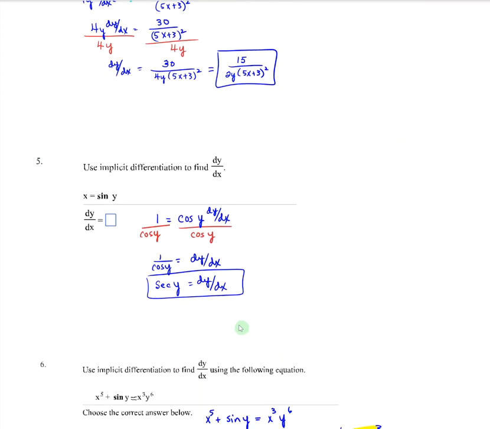All right, number 5. x equals sine y. So the derivative of x is 1. The derivative of sine is cosine y dy/dx. Go ahead and divide by cosine y, both sides. So now you have 1 over cosine y equals dy/dx. If you can make it one simple trig function, 1 over cosine is equal to secant, so we don't have a fraction. I would say go ahead and do that, and that should be your answer.